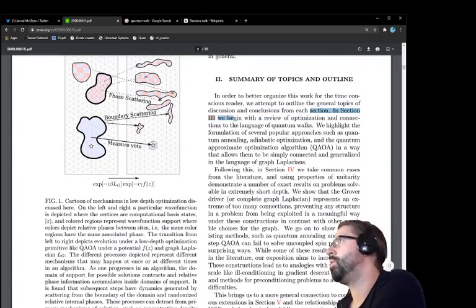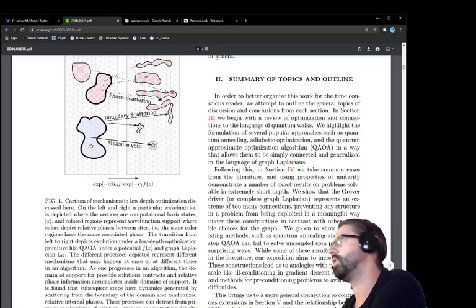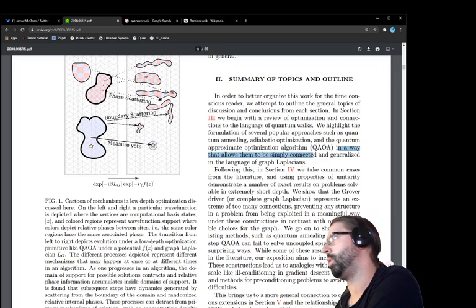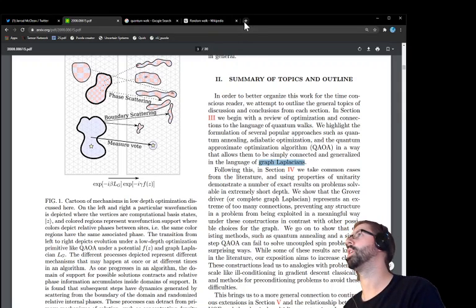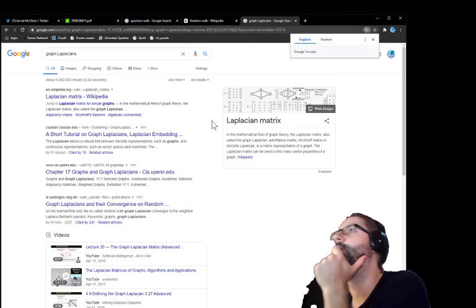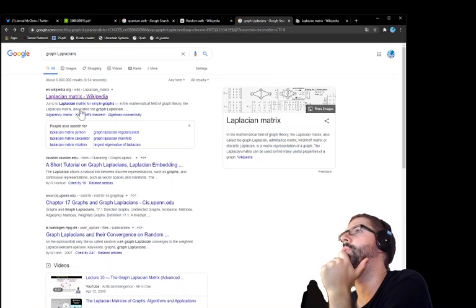We'll begin with a review of optimization and connections to the language of quantum walks. We highlight the formulation of several popular approaches such as quantum annealing, adiabatic optimization, and the quantum approximate optimization algorithm, QAOA, in a way that allows them to be simply connected and generalized in the language of graph Laplacians. Okay, so basically they make a connection to this. Not a Laplacian matrix, although that's something interesting as well.